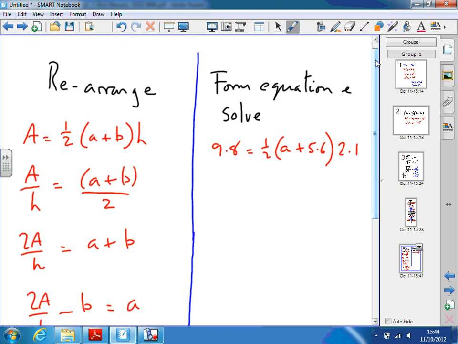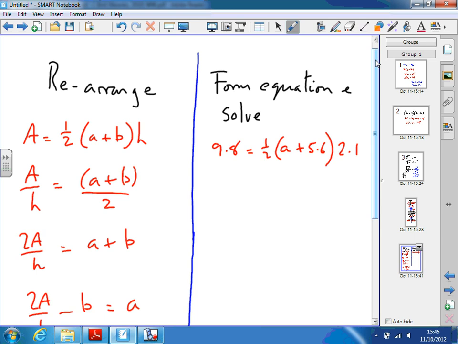The other way of doing it: solve the equation. What do I do to solve this equation? Similar sort of process. I want to bit by bit undo that right hand side until I'm just left with a. So what am I going to do first? Yeah, move the 2.1 over, so how am I going to do that? Yeah, right, 9.8 divided by 2.1, so effectively now I can actually work it out as I'm going along.